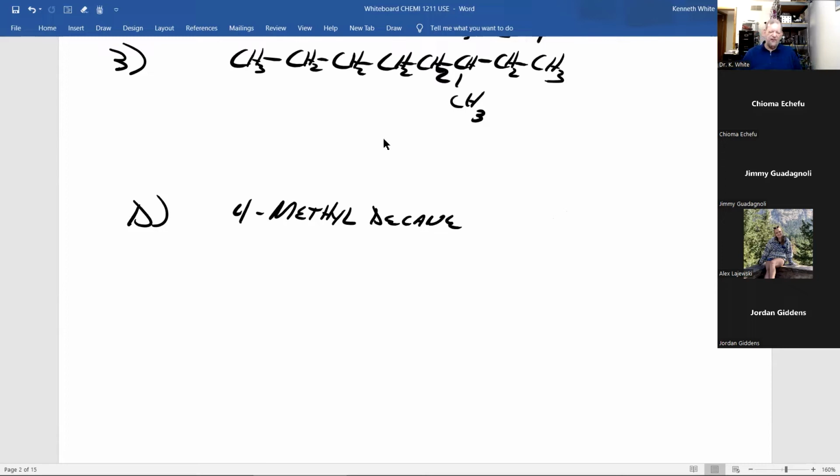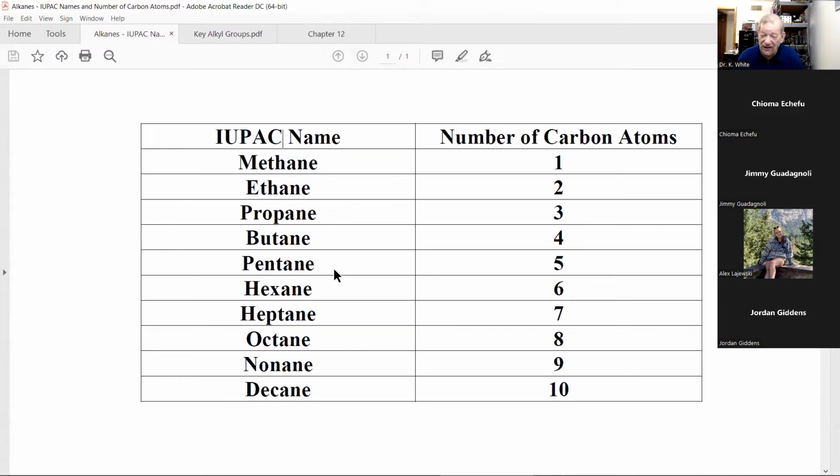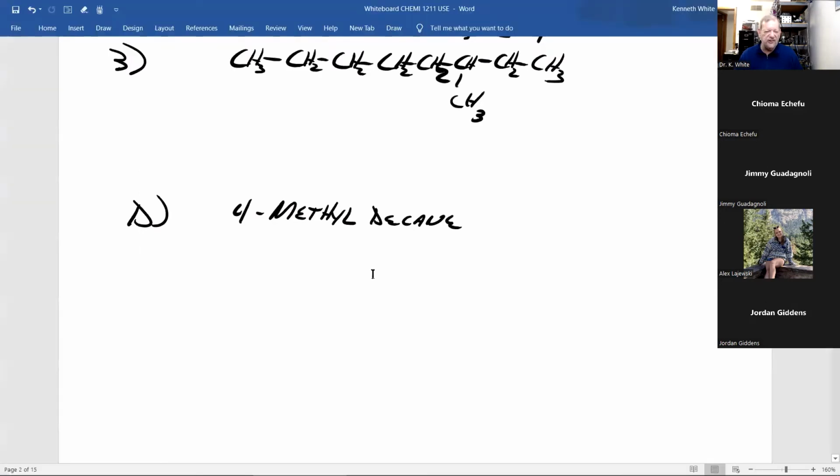And here's one for you to try, 4-methyl decane. Now, let me help you out. Hopefully by Thursday or Monday, everybody getting the hint. Dr. White's being overkill. I remind you, you memorize this. Decane is how many carbons? 10. So I'll let you continue on. Draw the structure for 4-methyl decane.